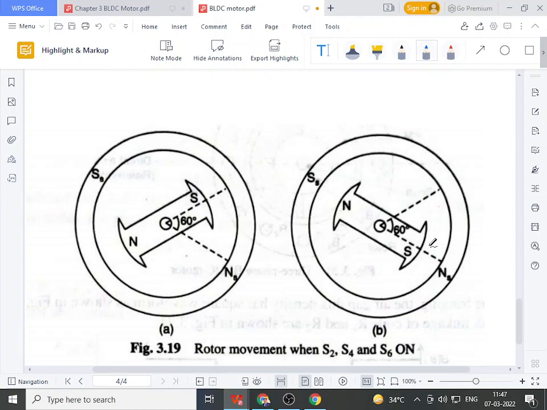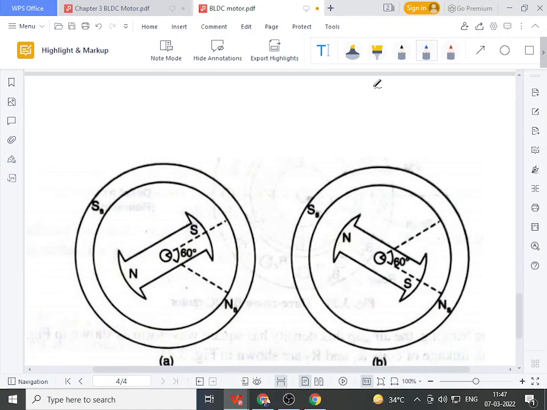Again, next 4 and 6, these two switches are from the lower leg, 2 is from the upper leg. Now what will be the next switching sequence? We have to keep 2 as it is, 4 as it is, turn off 6, turn on 3. So the next switching sequence is 2 as it is. 6, which is initially on, we have to turn off, so 6 is under turn off condition. 4 also as it is, and from the upper leg we have to now switch on the third switch, that is switch 3. So now next is 2, 3, 4.